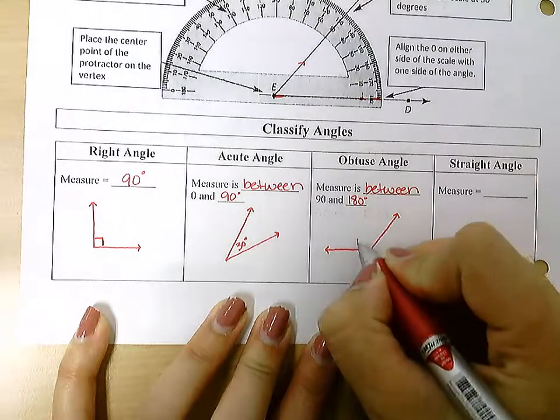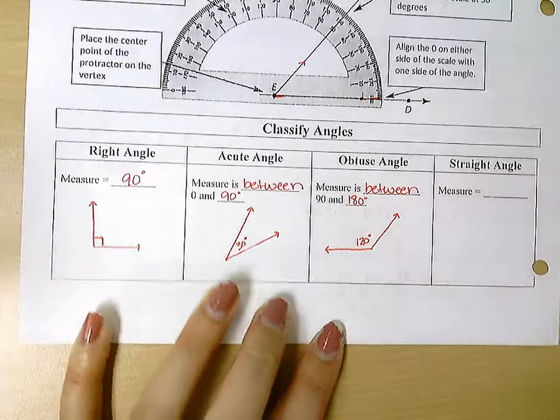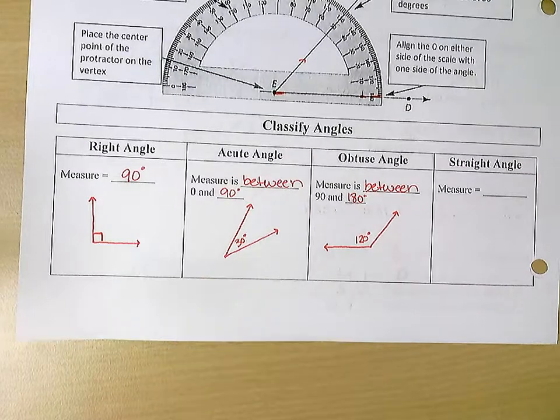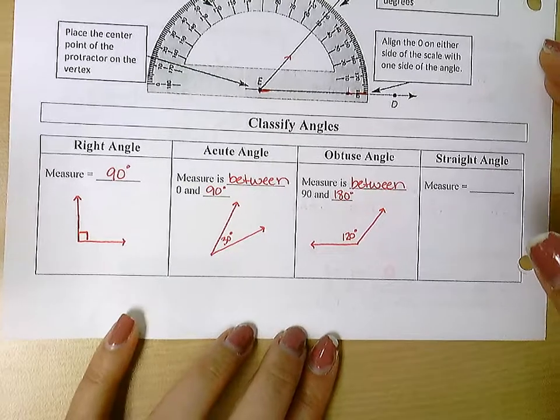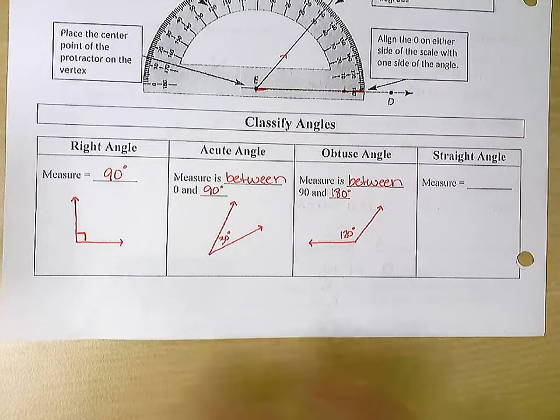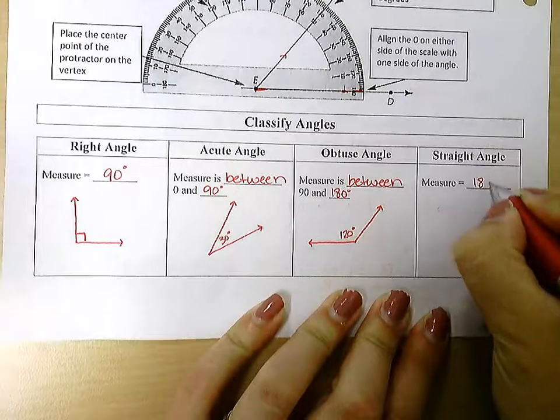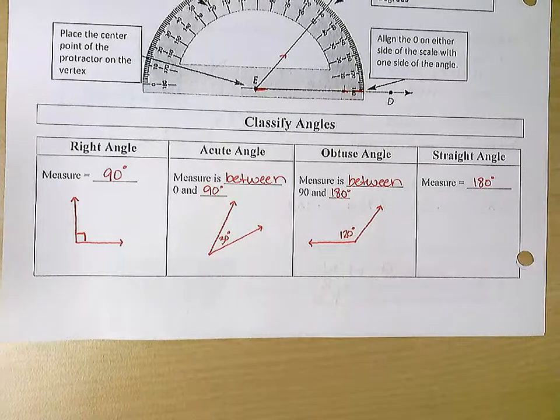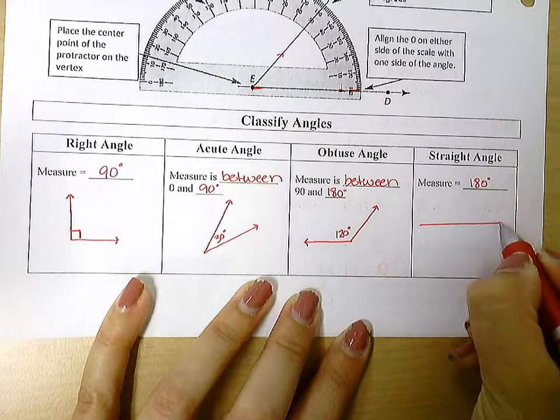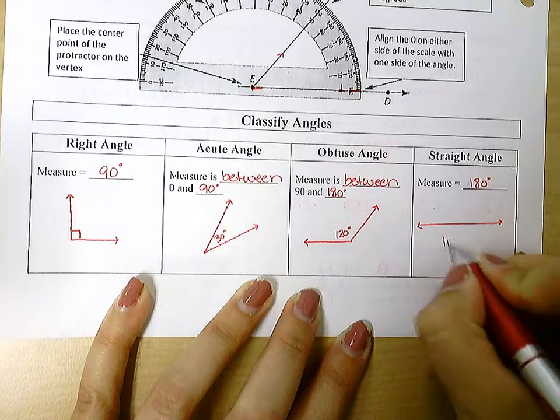Again, I'll just label the inside here, say it's 120 degrees. So that is greater than 90, but it is also less than 180. The last one we have is a straight angle. That angle measure is 180 degrees. It is just a straight line. Okay, so a straight angle is a line.